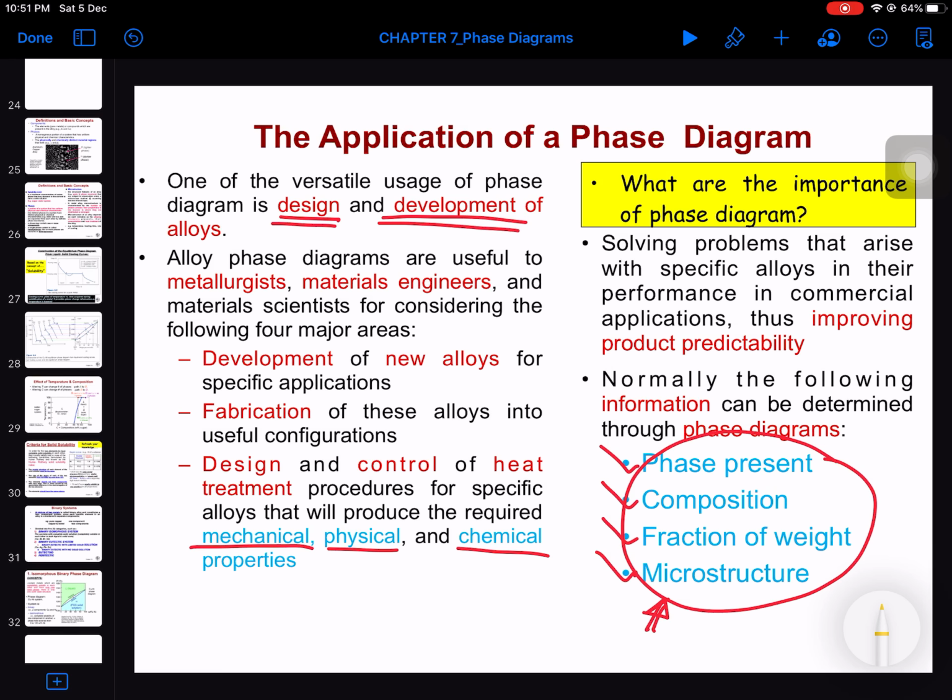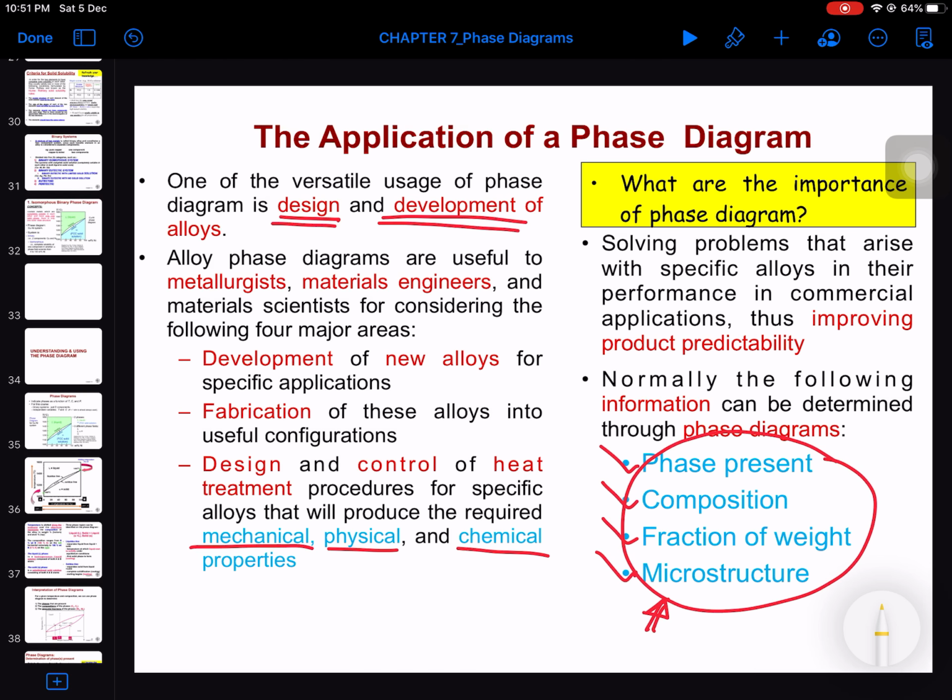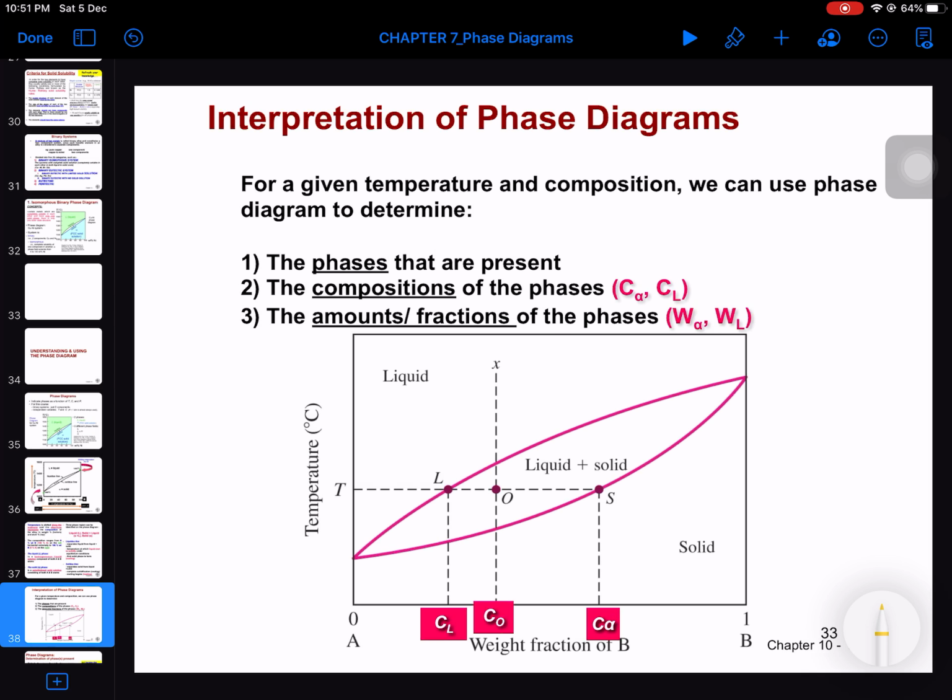Now let's have a look at the interpretation of phase diagrams. We are looking for all these four pieces of information. The first one is the phases that are present, then the composition of each phase, the weight fraction or the amounts of each phase, and the resulting microstructure.